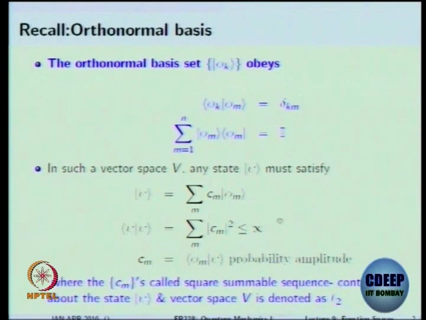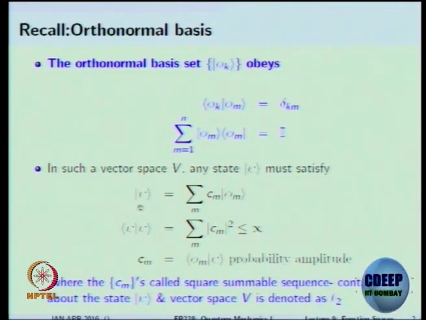Is that clear? So Cm is what we call a probability amplitude, and the probability is given by mod Cm squared. But if you want to define it as probability, then you have to make sure that the sum of the probabilities adds up to 1. So you have to normalize it. If it is finite, you can normalize the state and write each of those normalized state coefficients, the coefficients here, mod squared of it.